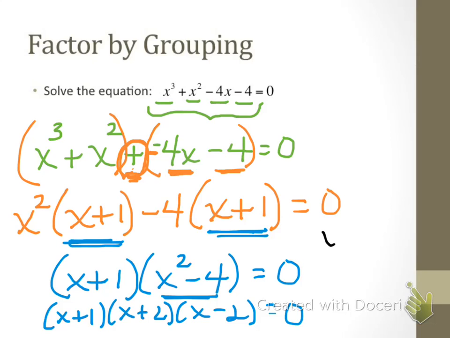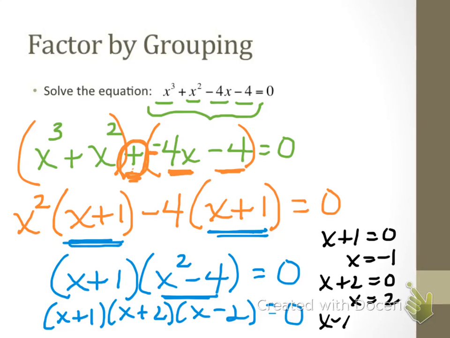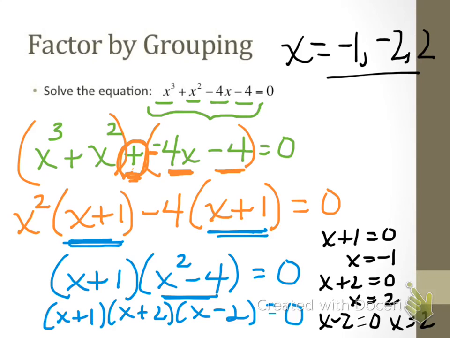And so if x plus 1 equals 0, x is going to be negative 1. If x plus 2 equals 0, then x will be negative 2. And if x minus 2 equals 0, I'm running out of room here. Let's see if I can squeeze it on. x will equal positive 2. So my solutions here are going to be x equals negative 1, negative 2, and positive 2. Those are my three solutions.